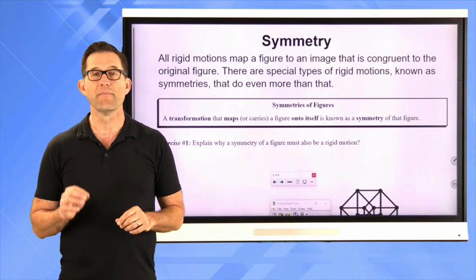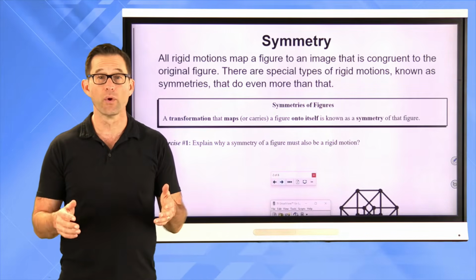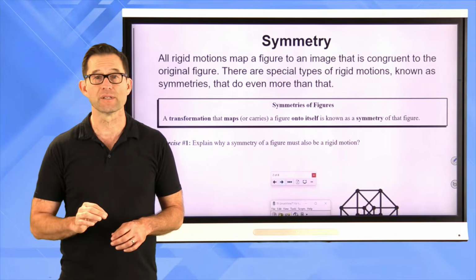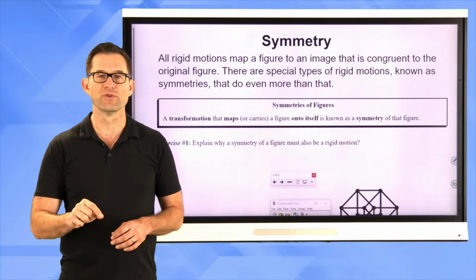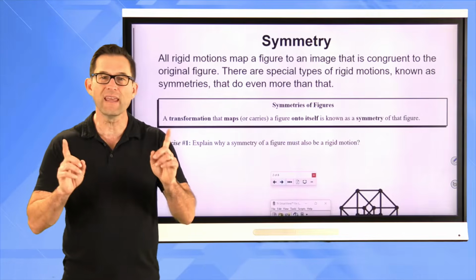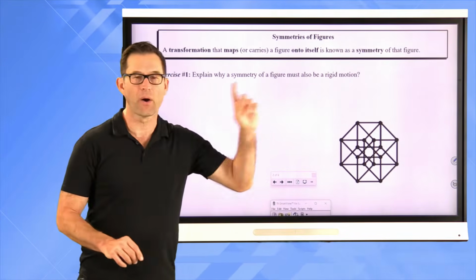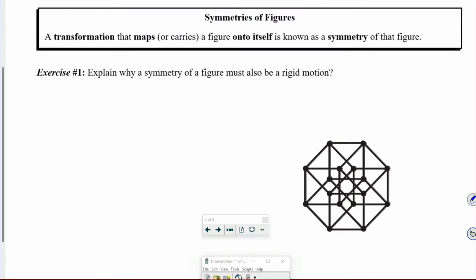All rigid motions map a figure to an image that is congruent to the original figure. In fact, that's now how we're going to technically define congruency. There are special types of rigid motions known as symmetries that do even more than that. So let's bring it up and talk about what a symmetry is. Symmetries of figures. A transformation that maps or carries a figure onto itself is known as a symmetry of that figure. Exercise number 1, explain why a symmetry of a figure must also be a rigid motion.